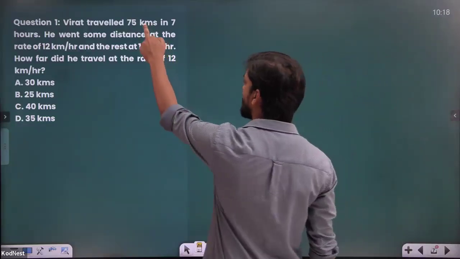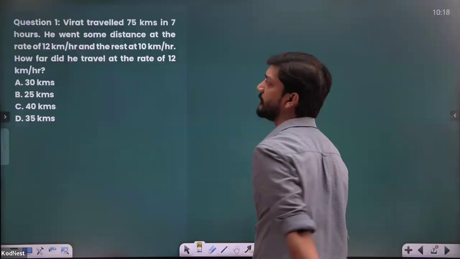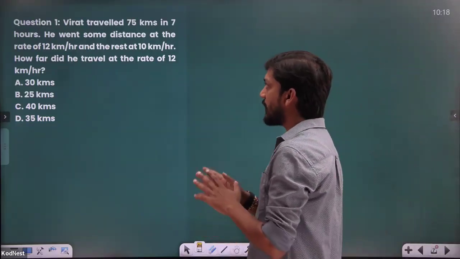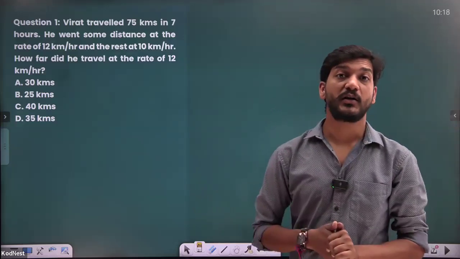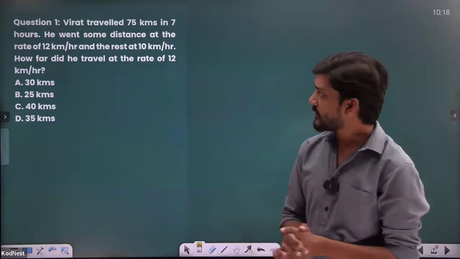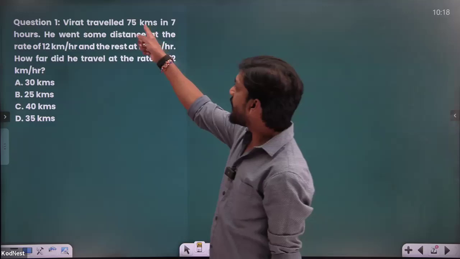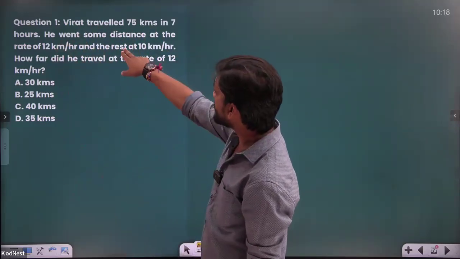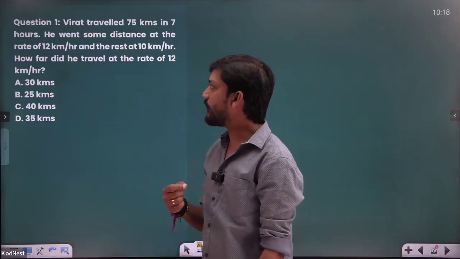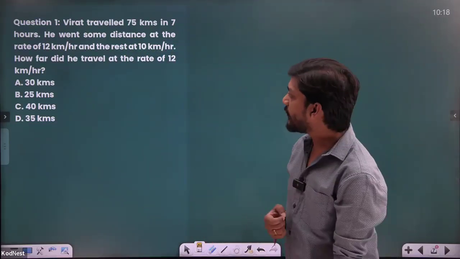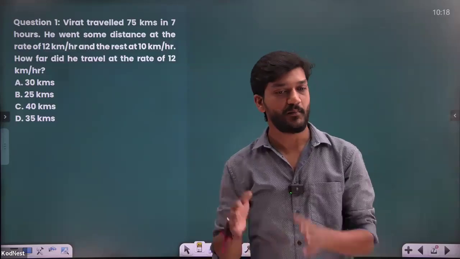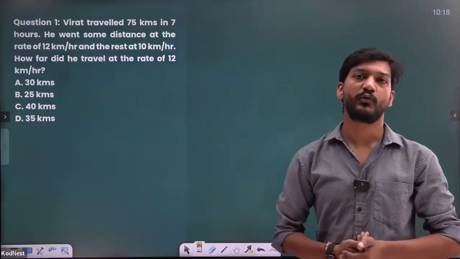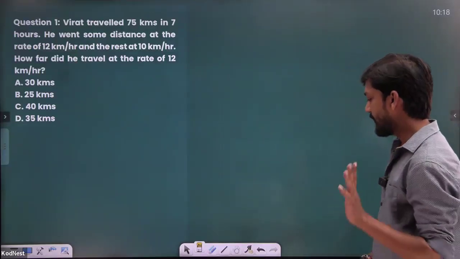Virat traveled 75 kilometers in 7 hours. The complete 75 kilometers was not traveled at a constant speed. That is what they have mentioned. Some distance he has traveled at 12 kmph and the rest at 10 kmph. So how far did he travel at the rate of 12 kmph? Some part at 12, some part at 10. That is the question. So carefully observe.